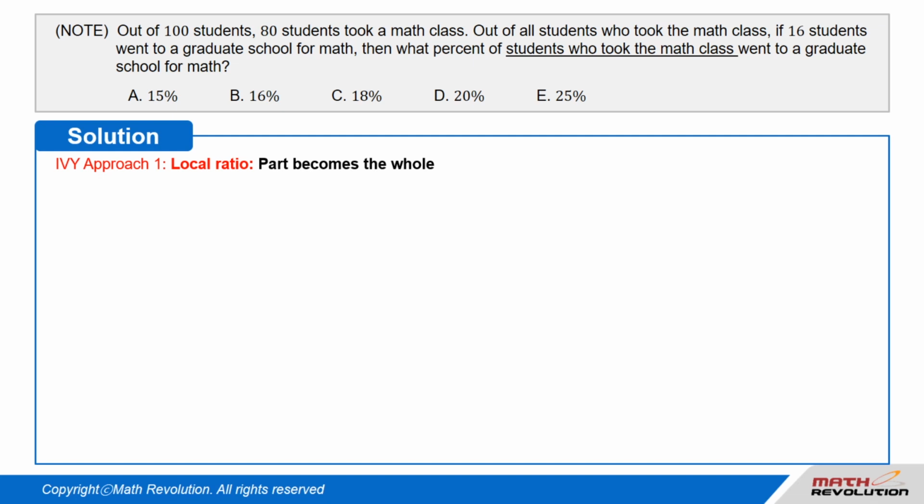Solution. IV approach 1. Local ratio. Now we will look into the concept of local ratio, which can also be called partial ratio. The main concept is that in the local ratio, the part becomes the whole.